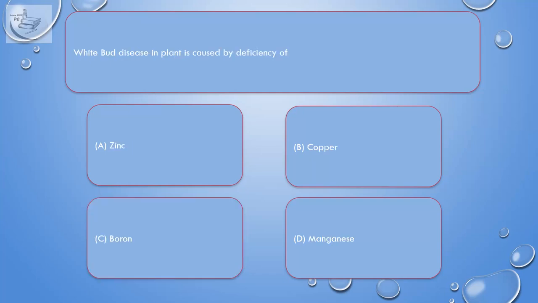Question: white bud disease in plant is caused by deficiency of A. Zinc. B. Copper. C. Boron. D. Manganese. Correct answer is A. Zinc.